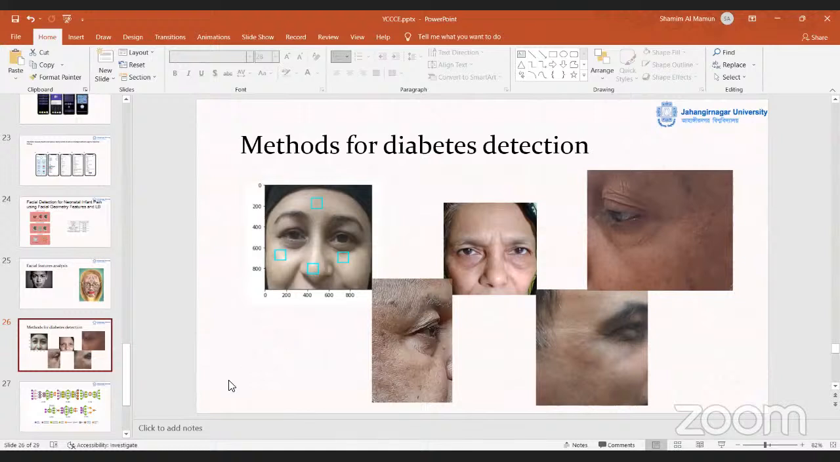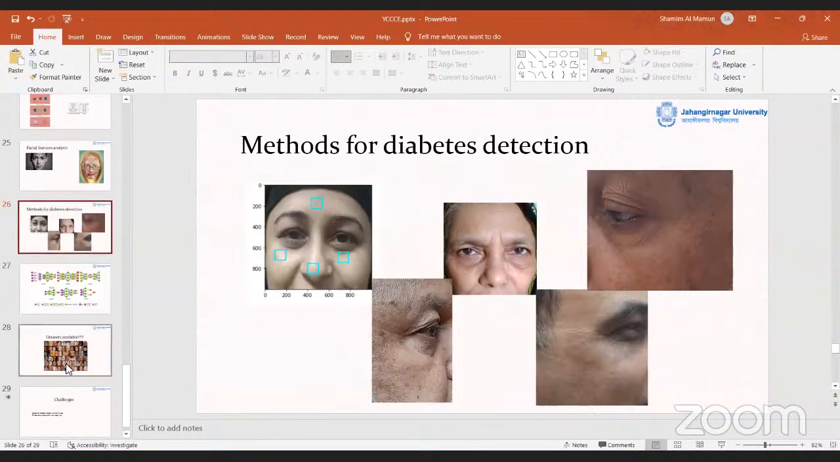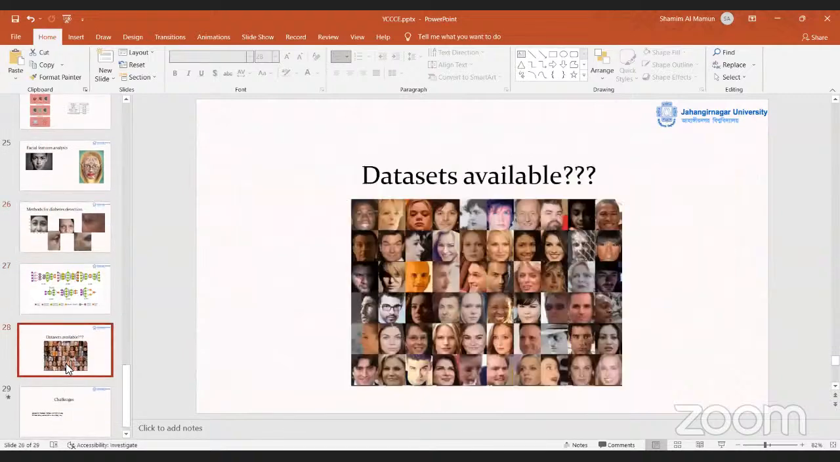Also, in our case, the Diabetes Association of Bangladesh has helped us to create that data set, and we are working on it recently. We are opening that data set to all the researchers all over the world. They can research on it and collect the facial diseases also.